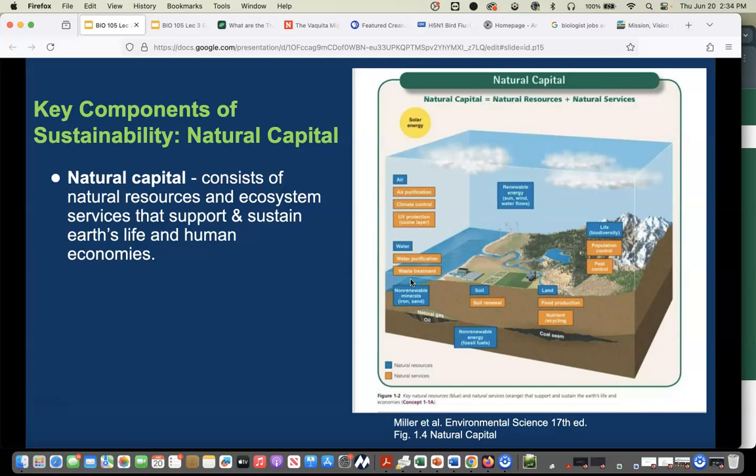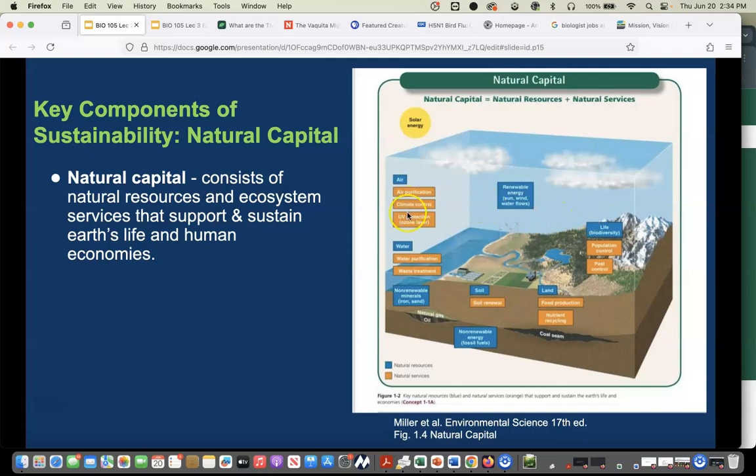And so when we talk about sustainability, there are some kind of key components or terms that you need to understand. And so one of them is this term that we call natural capital. And natural capital, in its simplest form, equals the natural resources and the ecosystem or natural services that support and sustain Earth's life and human economies based on those natural resources. So what this is basically, it consists of all of these natural resources and the ecosystem services that they provide.